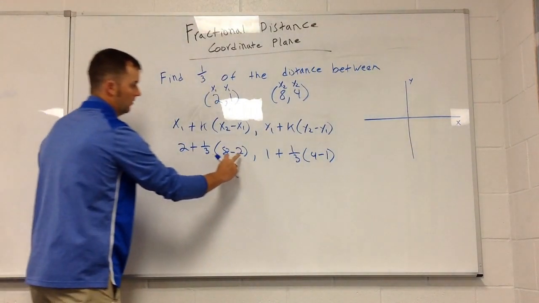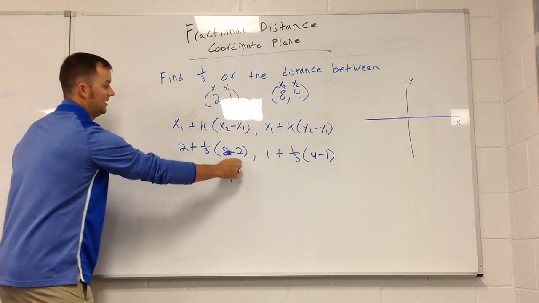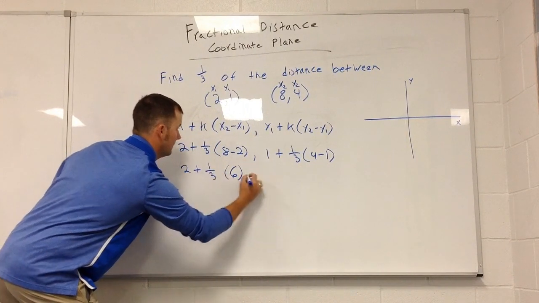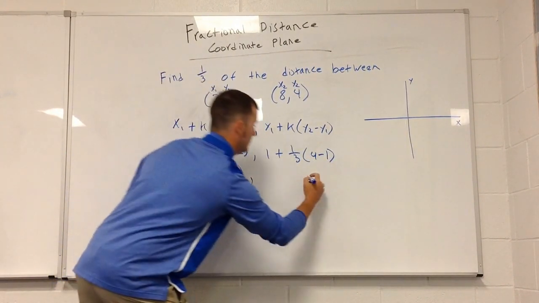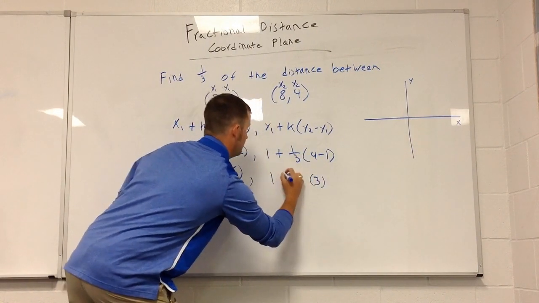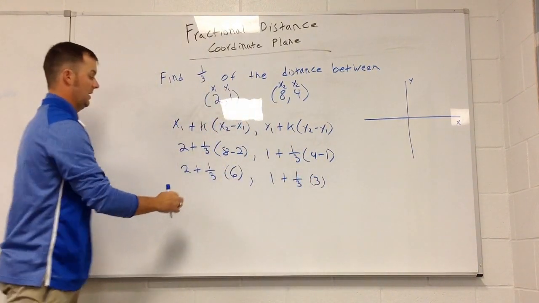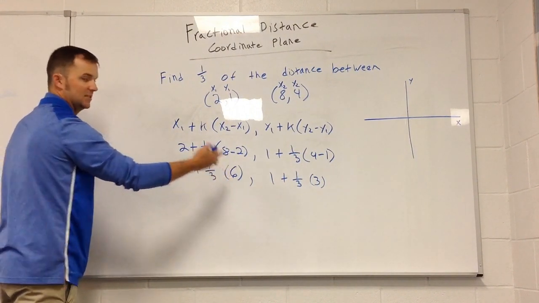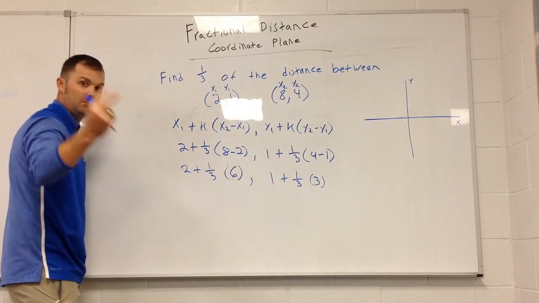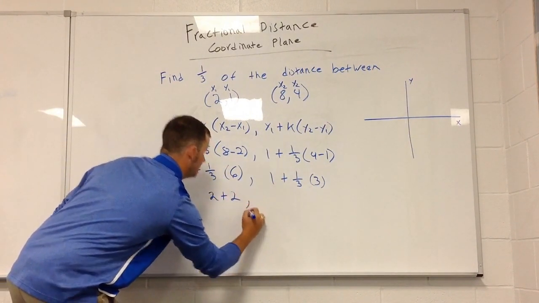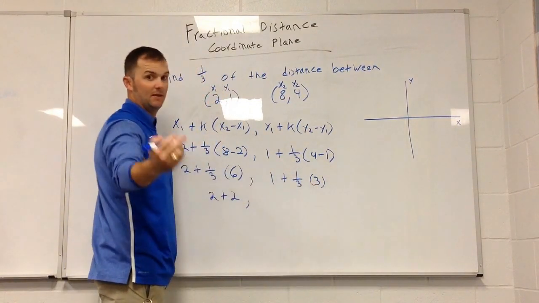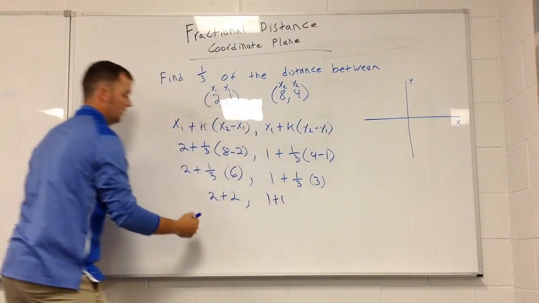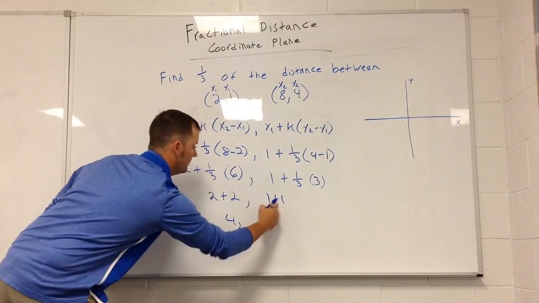First I'm going to work inside the parentheses. 8 minus 2 is 6, and I bring everything else down. 4 minus 1 is 3, bring everything else down. Now I do multiplication first in PEMDAS. 1/3 of 6, which is the same as 6 divided by 3, is 2. So 2 plus 2. 1/3 of 3 is the same as 3 divided by 3, which is 1. So 1 plus 1. 2 plus 2 is 4. 1 plus 1 is 2.